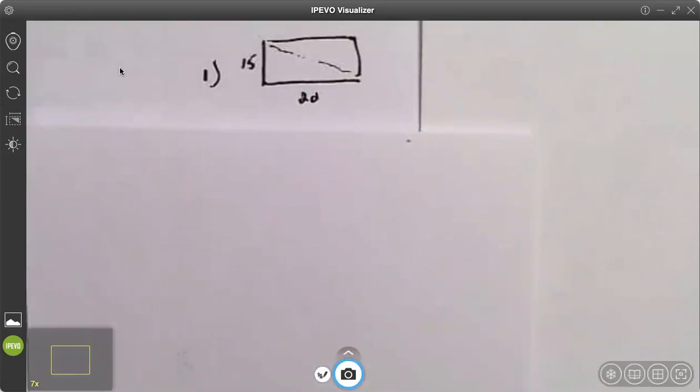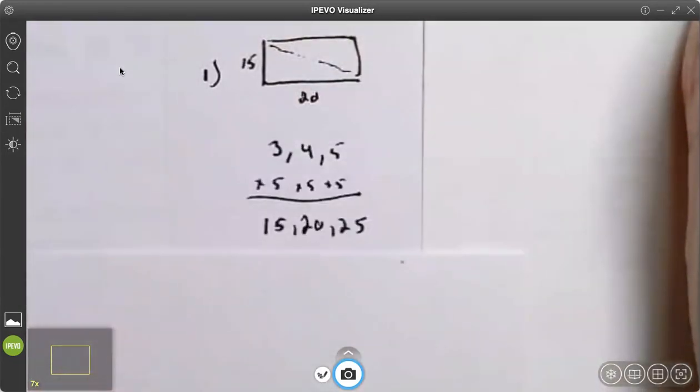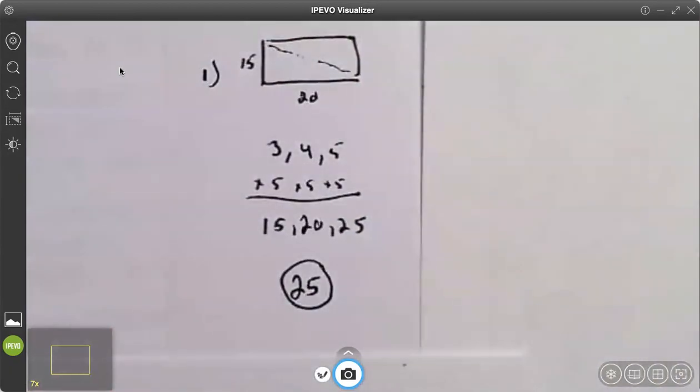And you could use the Pythagorean theorem. The reason I saved this for the end is I wanted you to have several where you've seen the Pythagorean triples. 3, 4, 5, all times 5 is 15, 20, 25. So the answer is 25, Pythagorean triple.